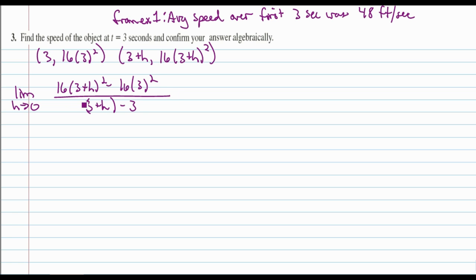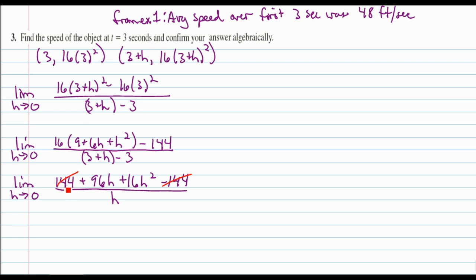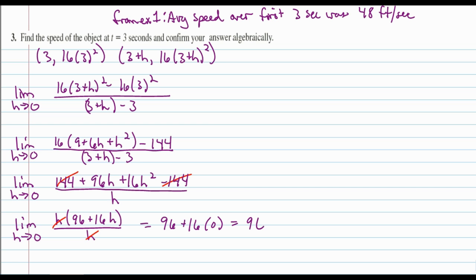I'll expand out and then simplify my rational expression. As you can see, my 144s cancel out because I have a positive 144 in the front and a negative 144 in the back, which is just like we said was going to happen. Now I can't plug in 0 for h yet because that would be 0 over 0. So I have to simplify out an h first. And now that that h has been simplified out, if I plug in 0 for h this time, I won't get 0 over 0. I'll get 96 plus 16 times 0, which is 96 feet per second. Which is much faster than the average speed over the first 3 seconds of 48 feet per second.